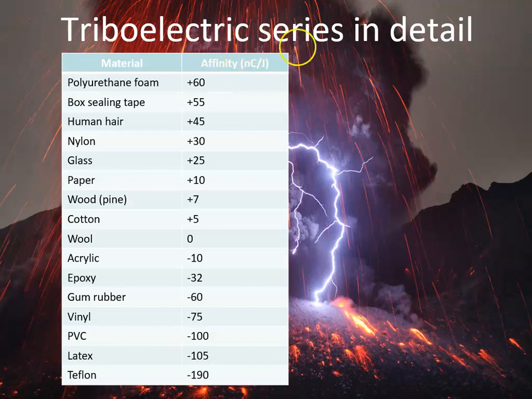Well, paper rubbed against vinyl, well, that's a difference of 85 on the scale. So paper, so 10 nanocoulombs per joule minus negative 75, that's a difference of 85 nanocoulombs per joule. Whereas box sealing tape rubbed against PVC would have 55 minus negative 100, and that would be 155. So that is a noticeably larger difference. So the result would be that you would have a larger amount of charge getting transferred when you rub box sealing tape against PVC compared with just rubbing paper against vinyl.